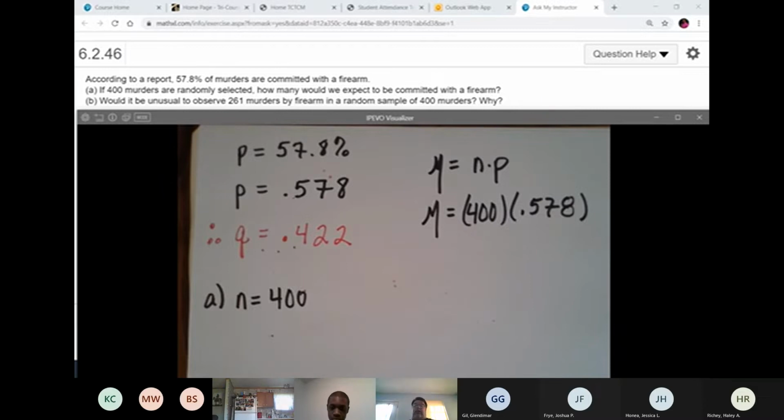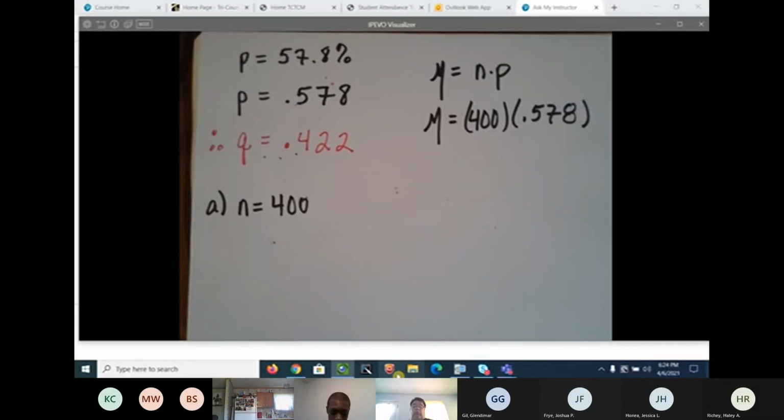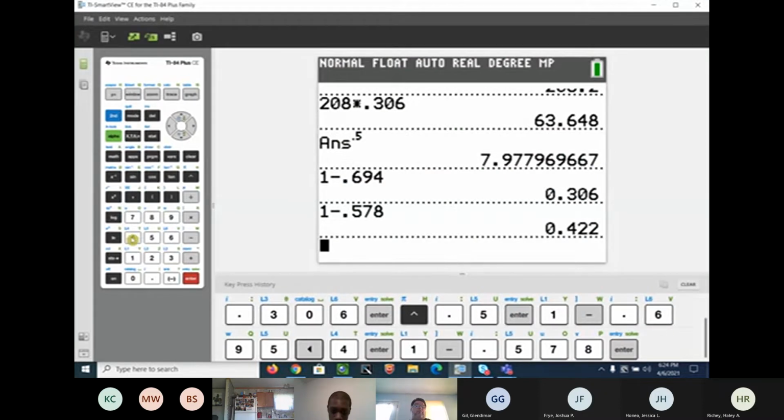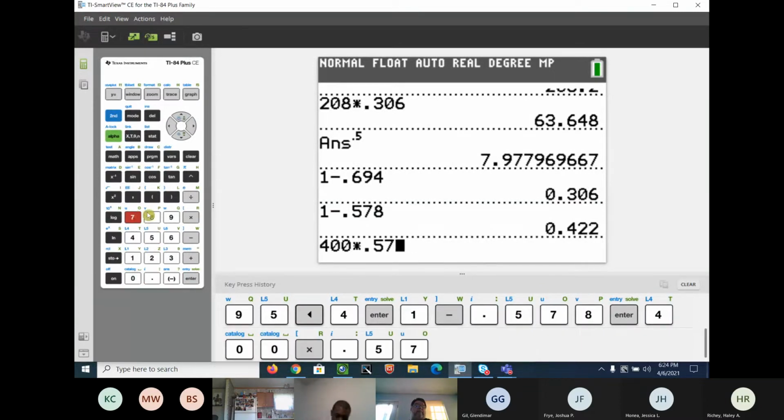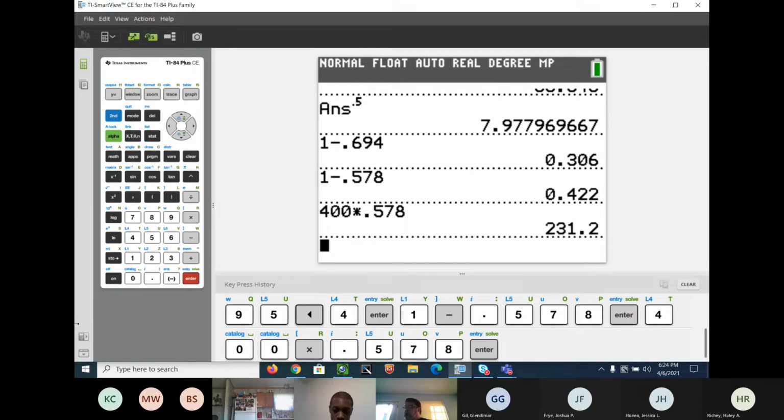Take our handy dandy calculator. I'm going to take 400 times 0.578. I got 231. What'd y'all get? I got the same thing. Good job. Everybody get 231? Good job. All right, now I want everybody to find the standard deviation.